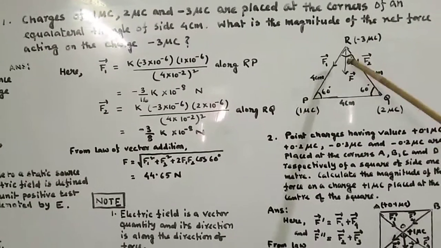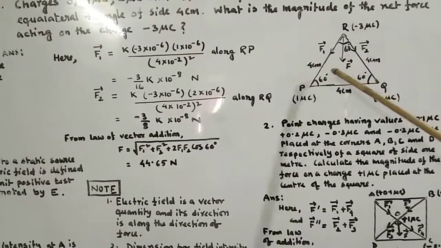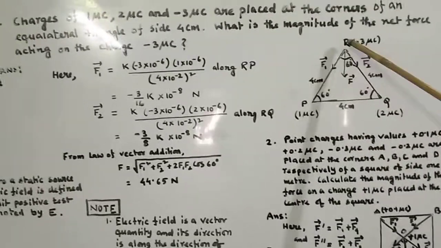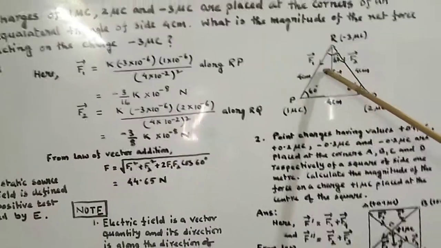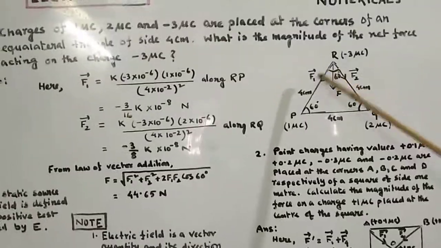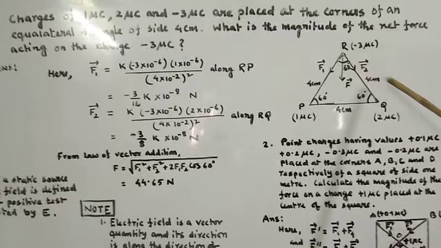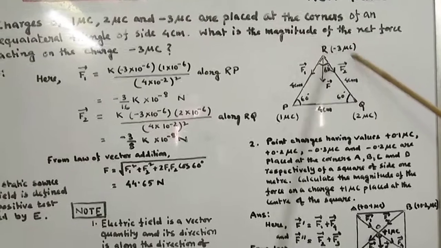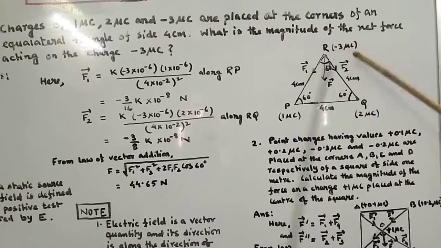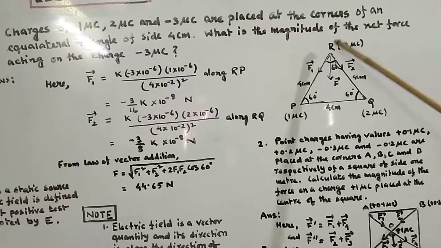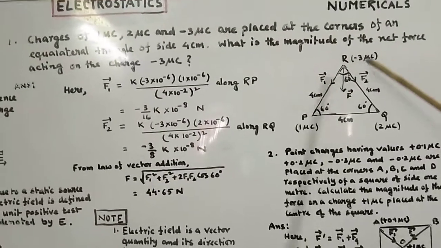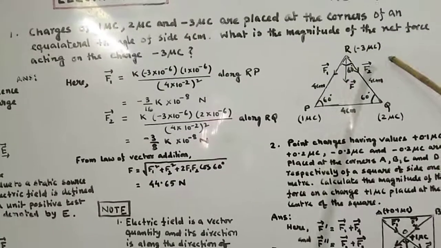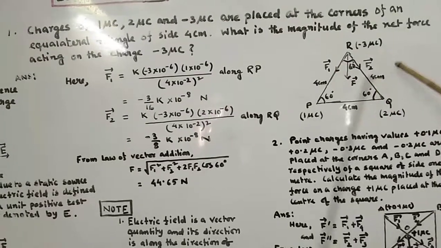So the force on the charge minus 3 microcoulomb due to the charge 1 microcoulomb is along RP, and it is specified by the arrow, and here we have symbolized that as the F1 vector. Now again, if we consider this charge 2 microcoulomb, this is positive, this is negative. So the charge minus 3 microcoulomb will experience a force F2 vector, and it is directed from R to Q. So the force is attractive. What we have to find is the resultant force on the charge minus 3 microcoulomb. So there are two forces, one is the F1 vector, another is the F2 vector.